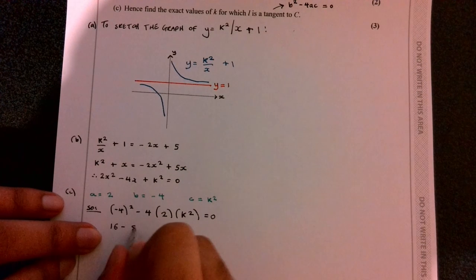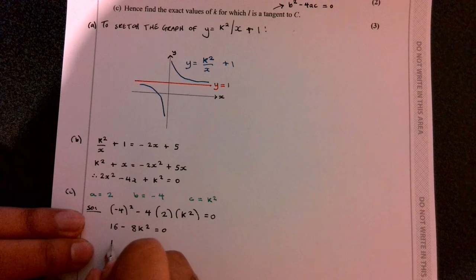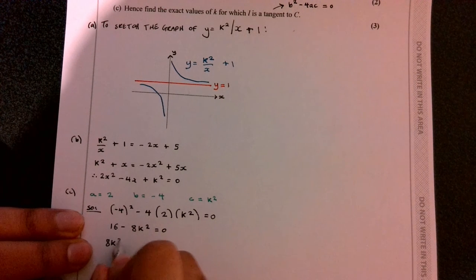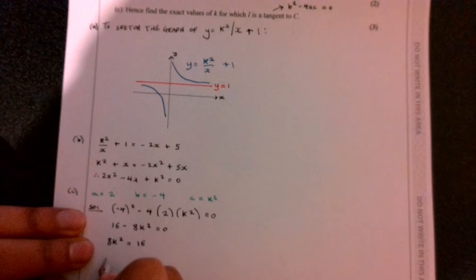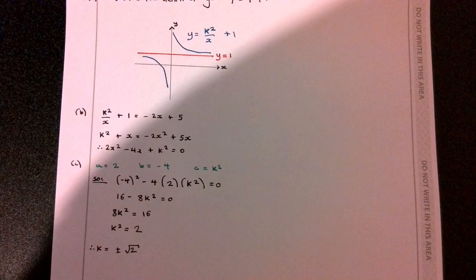16 minus 8k squared is equal to 0. 8k squared is equal to 16. k squared is equal to 2. k is equal to plus or minus the square root of 2.